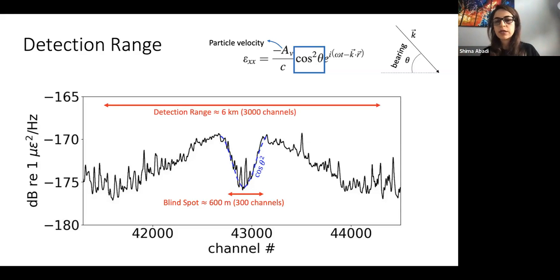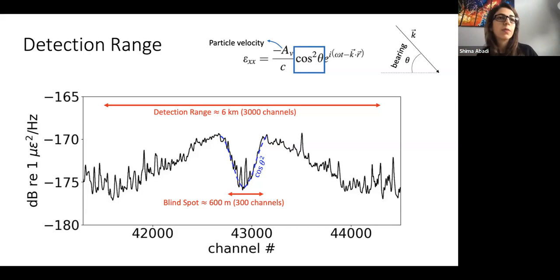And this range is about 6 kilometers or 3,000 channels. It's different from what we had in fin whale vocalization. In fin whales, we had over 60 kilometers. But for shipping, it's much smaller. This is what I'm going to talk about in a second. But still, we have 3,000 channels, and we can do a lot of signal processing algorithms to localize that.